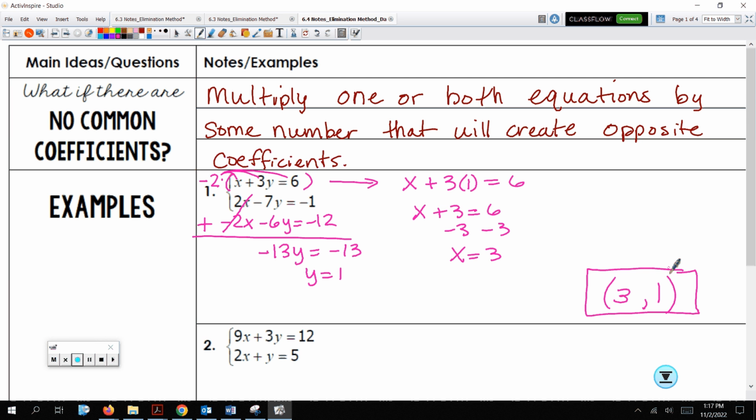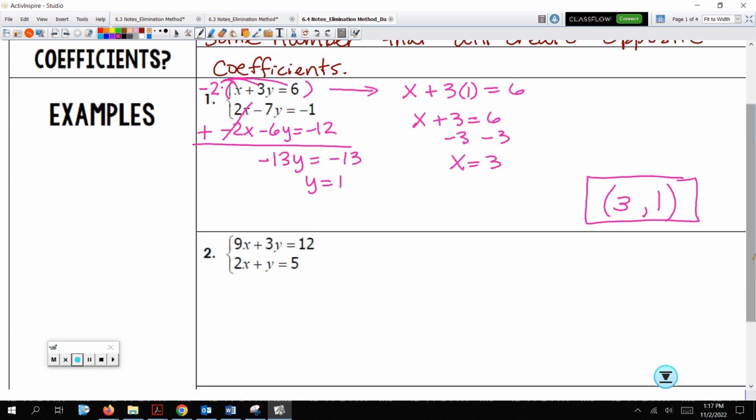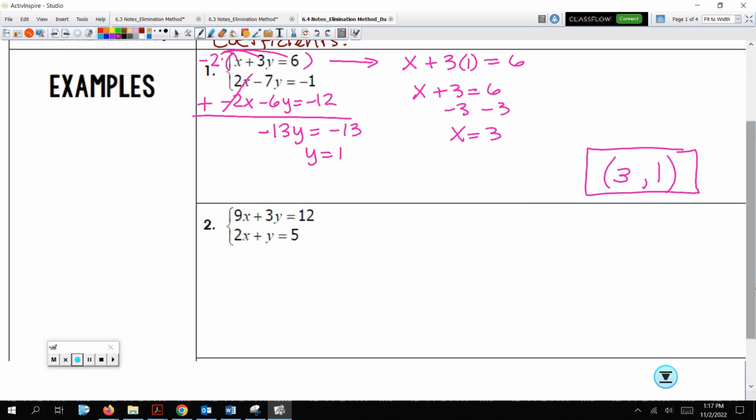All right. I'm going to do one more here on the front side, and then I'm going to let you do the other 3 because they're all pretty much set up for that one equation getting multiplied. All right, so number 2, if I look here, the coefficients of my x's are both positive, but they're 9 and 2. Again, I would have to multiply both equations, and I don't really want to do that.